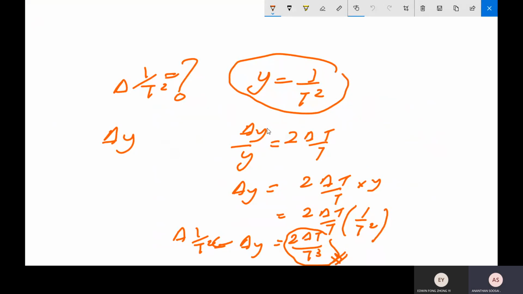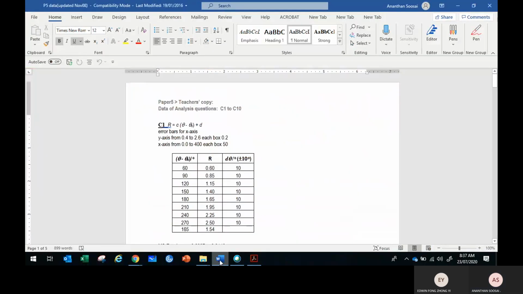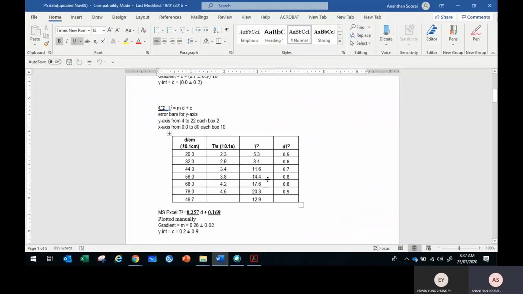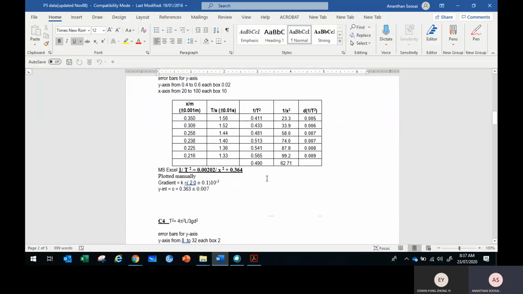So y is 1 over t squared. The change of y over y is 2 times the change of t over t. Bring y to the other side. Y is 1 over t squared, so 2 times the change of t over t cube. Correct? Well, you get a big answer, big differences. What is the data you should get?